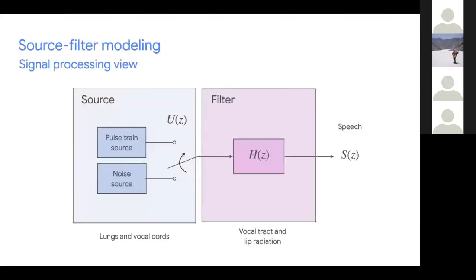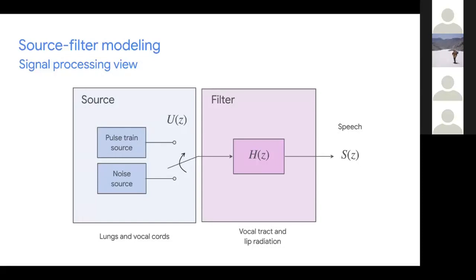If you look at this in a signal processing way, the source could be either a pulse train, a periodic source, or a non-periodic random noise source. And so we can see that it is an excitation signal, U of Z or u[n] in the time domain. And you have a switch, voiced or unvoiced. And of course, you can have a mixed voice too, for the Z and the V sounds. It's optional how to control this switch, but in the basic form it is a switch, voiced or unvoiced.